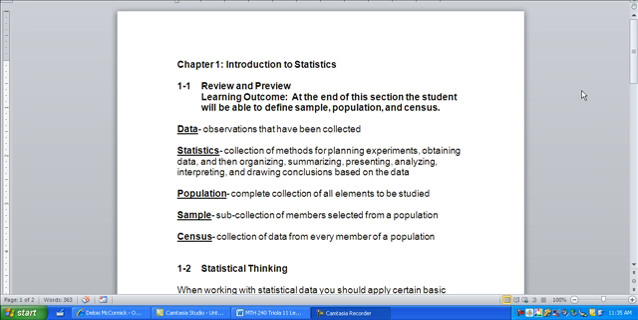So we begin with some basic vocabulary. We have, first of all, data or data, which can be pronounced either way: observations that have been collected. Statistics can be thought of as a collection of methods for planning experiments, obtaining data, and then organizing, summarizing, presenting, analyzing, interpreting, and drawing conclusions based on the data. And we'll do a number of experiments where we'll collect data in the classroom.